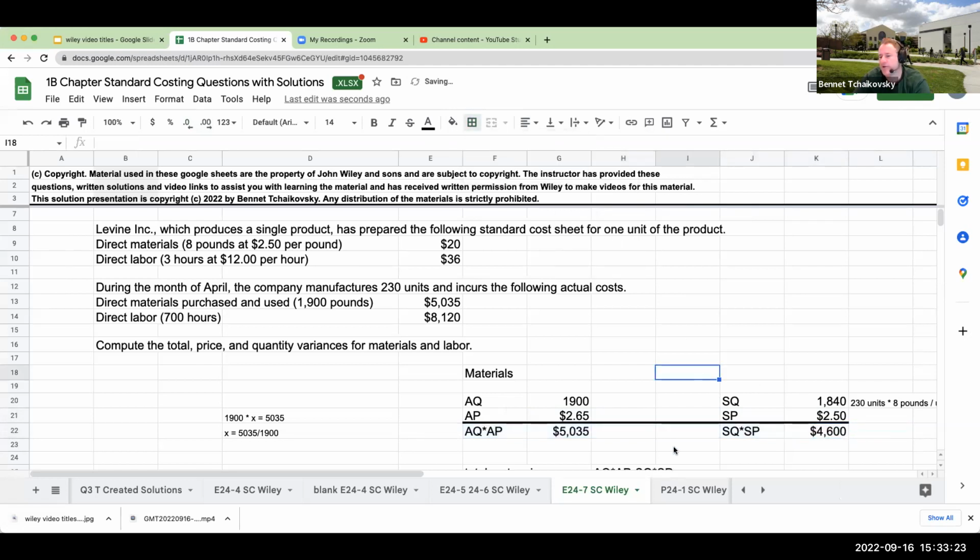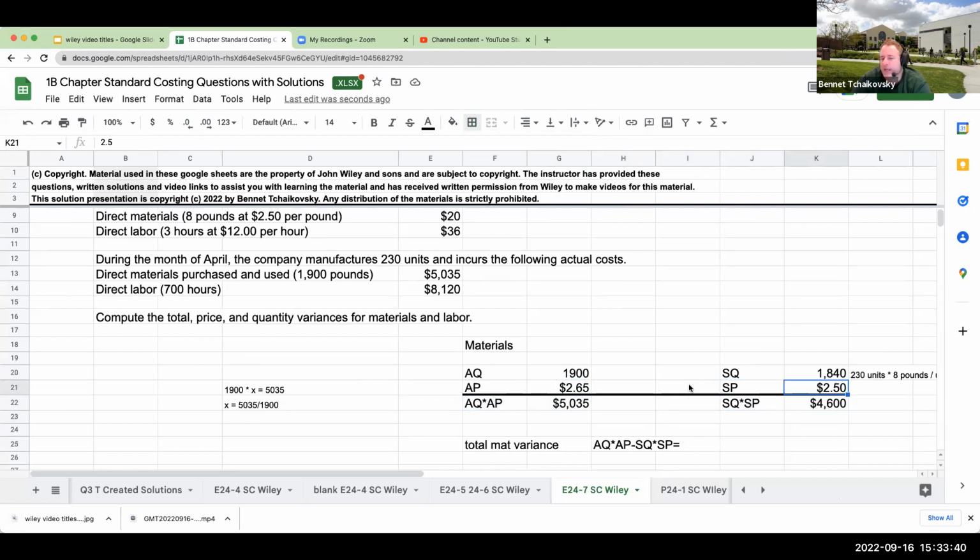Now, let's think about this logically before we get into anything else. How are we looking? Well, we used more pounds than we should have, and we paid more per pound than we should have. And if things are in periods of rising prices like it is right now in 2022, allegedly, then our prices are going up, so that's not good. And therefore, we're going to have an unfavorable variance. So our total materials variance is going to be 435, and this is going to be unfavorable.